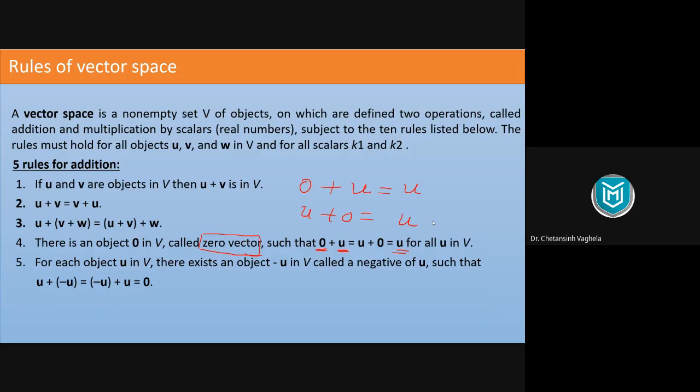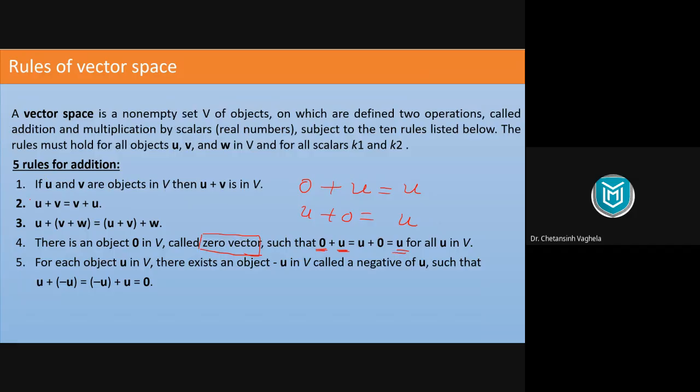So the fourth condition is existence of zero object or existence of zero vector. Zero vector has to be there in your set V. If zero vector is not present in your set V, then it cannot be a vector space. So this condition is called existence of zero vector. Zero vector का existence set V में होना चाहिए. Right? That condition we are checking here, that our set V should have zero vector present in the set V. So this is called zero vector condition, existence of zero vector.